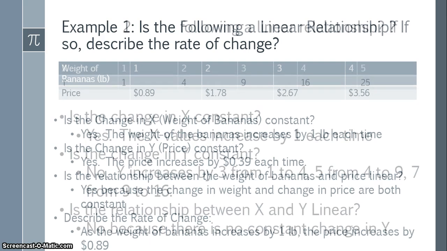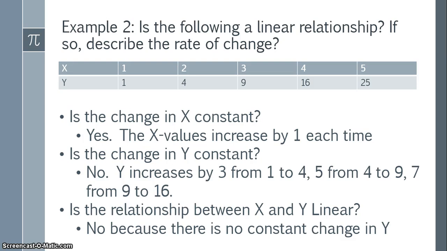The next example, which is example 2, is just another one to make sure we have it. So example 2 says: is the following a linear relationship? If so, describe the rate of change. You do not have to write this one down. So is the change in x constant? Yes, the x values increase by 1 each time. Is the change in y constant? No. Y increases by 3 from 1 to 4, 5 from 4 to 9, 7 from 9 to 16. And because the change in y is not constant, the relationship is not linear. It is actually what we call quadratic because we're squaring the x. That's for a later thing to learn about.